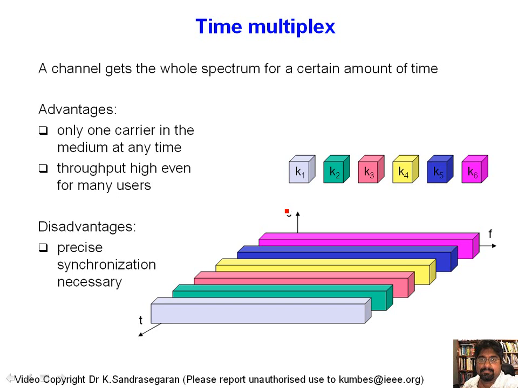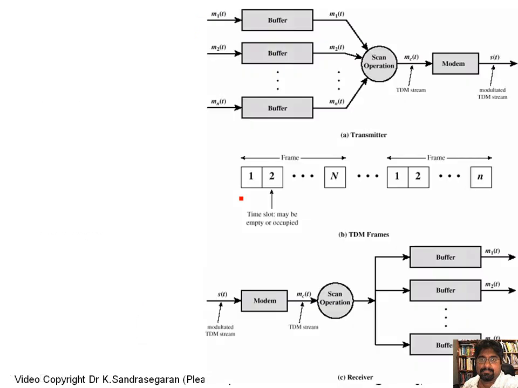Now you can achieve a much higher throughput because you can multiplex in time many users' transmissions. One of the main disadvantages of time division multiplexing is that it requires very precise synchronization between the transmitter and the receiver, so that you can separate the individual users' transmissions.